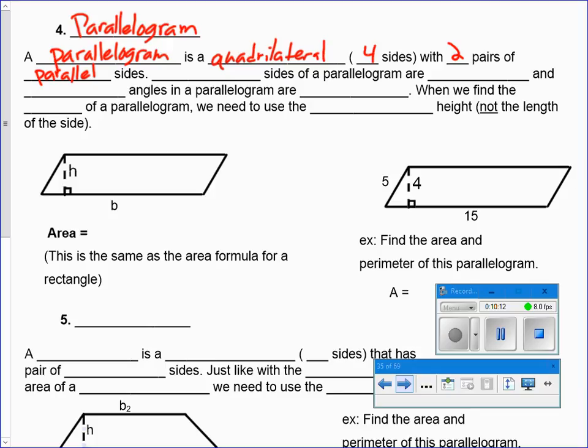So just like with the rectangle, opposite sides of a parallelogram are congruent, and opposite angles in a parallelogram are congruent. So this actually means that a rectangle is a type of parallelogram as well. It fits all those descriptions.